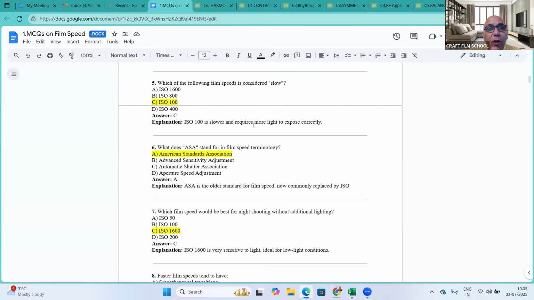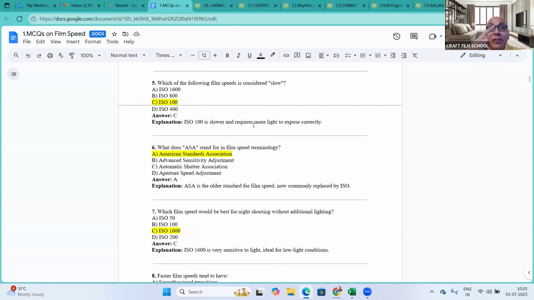So, which of the following film speed is considered slow? As we discussed yesterday, the one which is a fine grain film, so 100 is a slow one compared to 800, and 800 is a slow film compared to 1600. That's another thing. If you compare between two films, which is slower, it is relative. So 100 ASA is a slower film compared to 400 film.